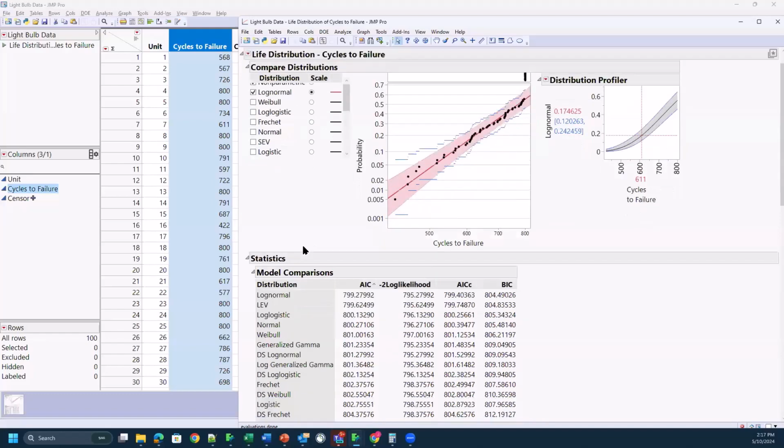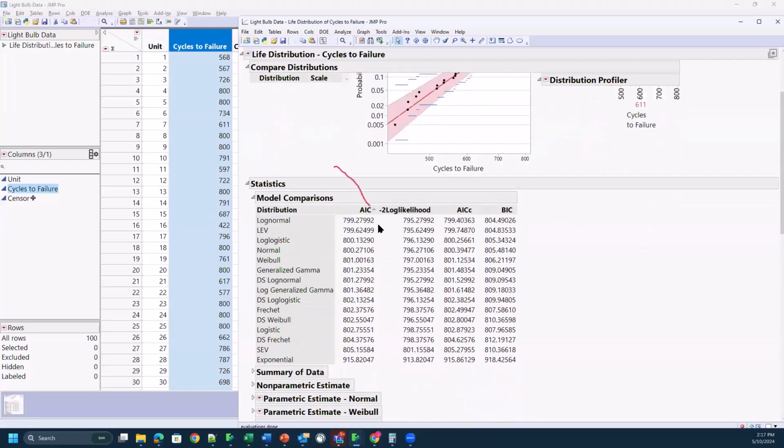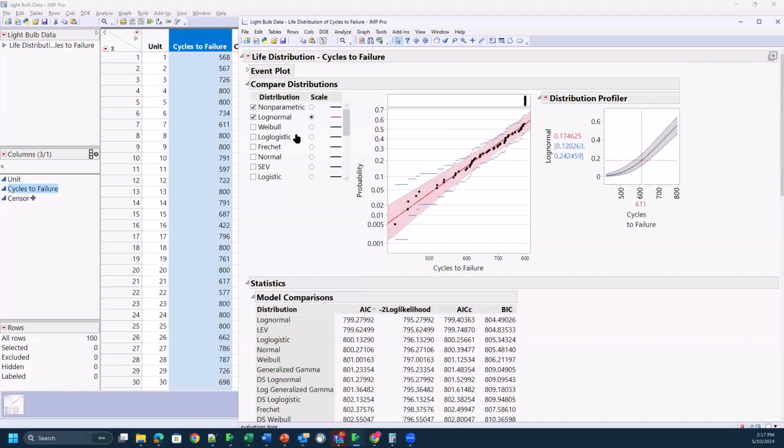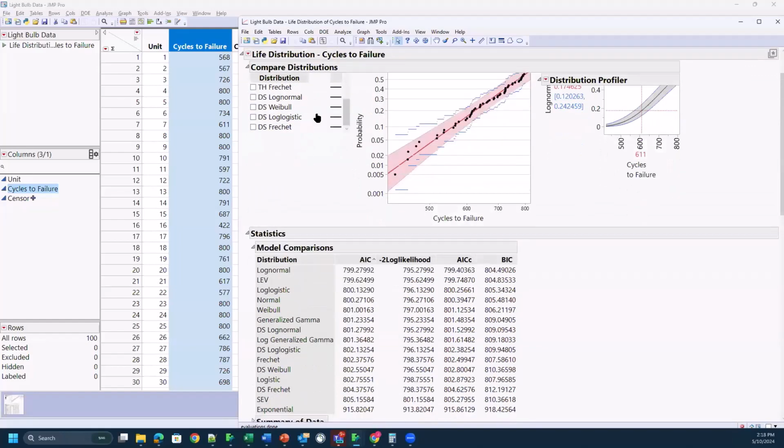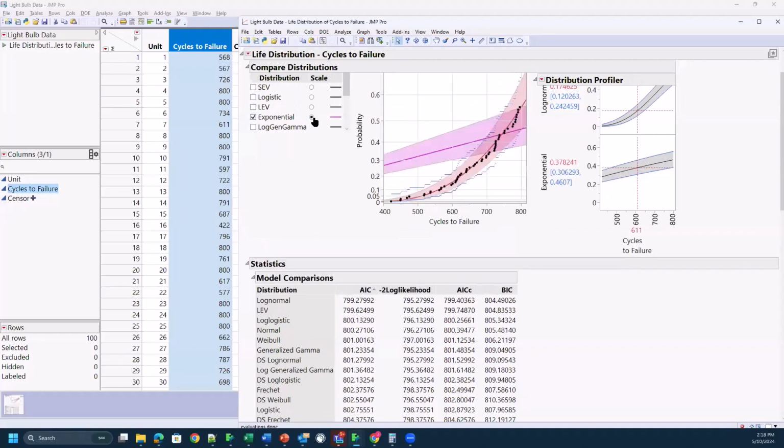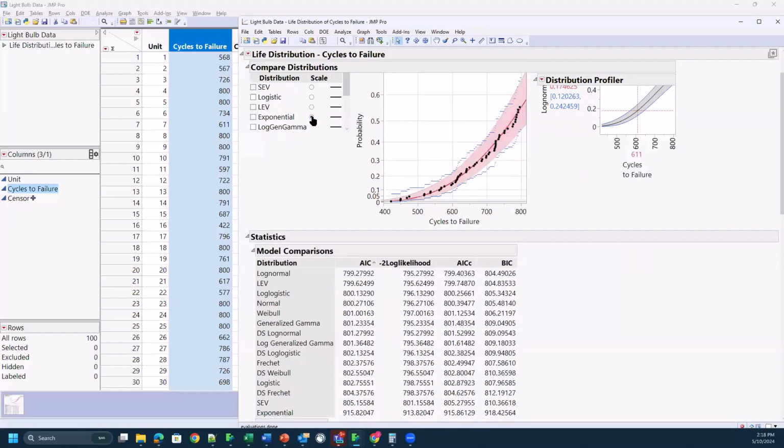Well, how did it do that? That's summarized down here in the model comparisons. And in particular, we're looking for this thing called the AIC value. So here we're looking for lower is better. And so if I look at, say, down here, the exponential has a 915 compared to the log normal of 799. Let's see what an exponential looks like. Oops, where did it go? Oh, there it is. So there's the exponential distribution. Clearly, it's not a very good fit. So that's what these do.